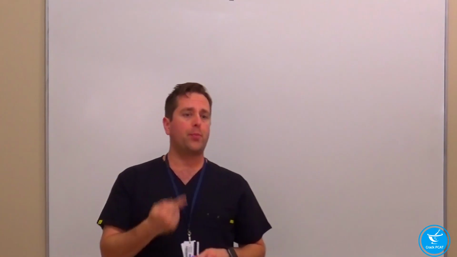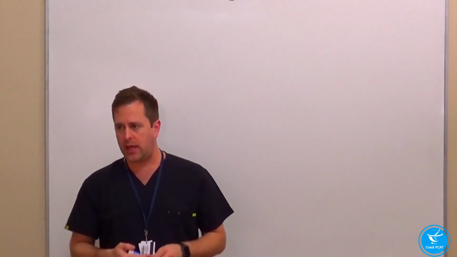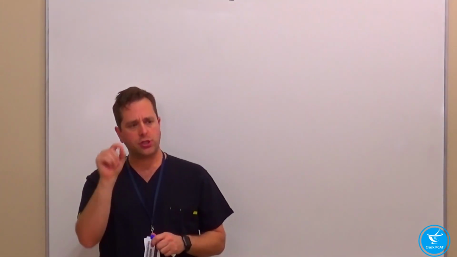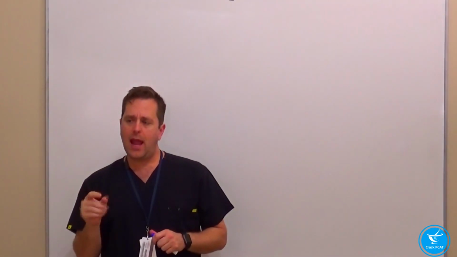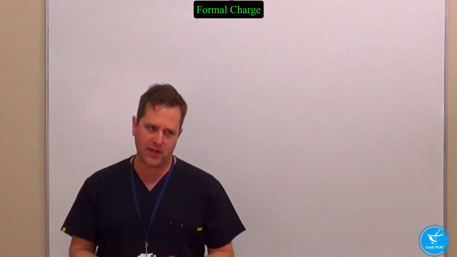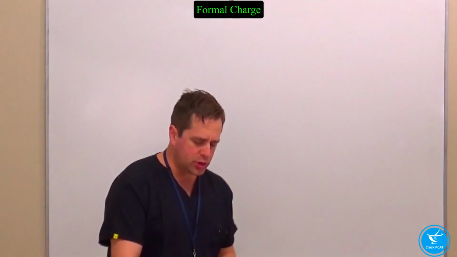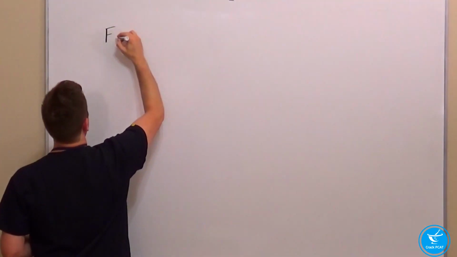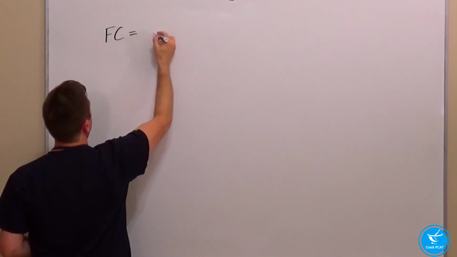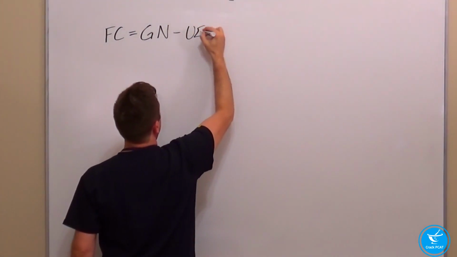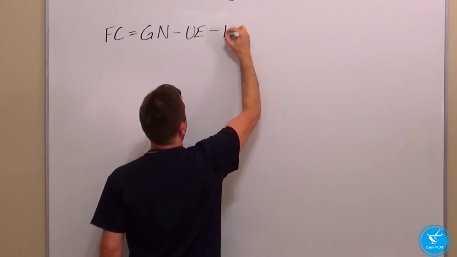And we're going to go through a process of learning to calculate and get practice in calculating all of these individual charges that are on these atoms. And the specific name of this process is called calculating formal charge of the atoms. Now I want to introduce you to the formula. The formula is Fc equals Gn minus Ue minus Be.